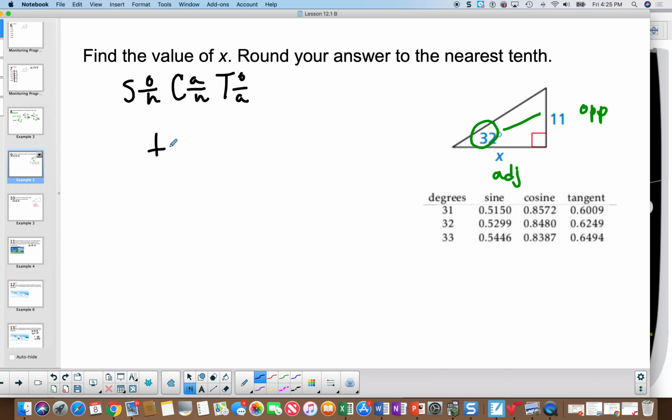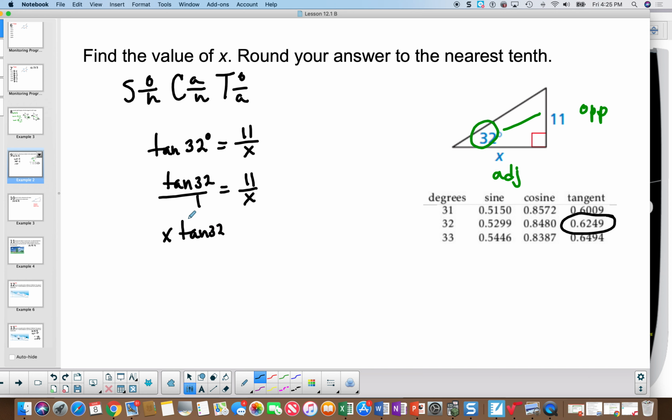So we're going to say the tangent of 32 degrees is equal to 11 over x. Now the tangent of 32 degrees is right here, but I'm not going to substitute it in yet because that is kind of awkward for me to write. But what I am going to do is write over 1 here so that this looks like a proportion. And when this looks like a proportion, I can actually cross multiply. So this will be x times tangent of 32. Now tangent of 32 is a number. It's this number right here. I'm just not choosing to write it.